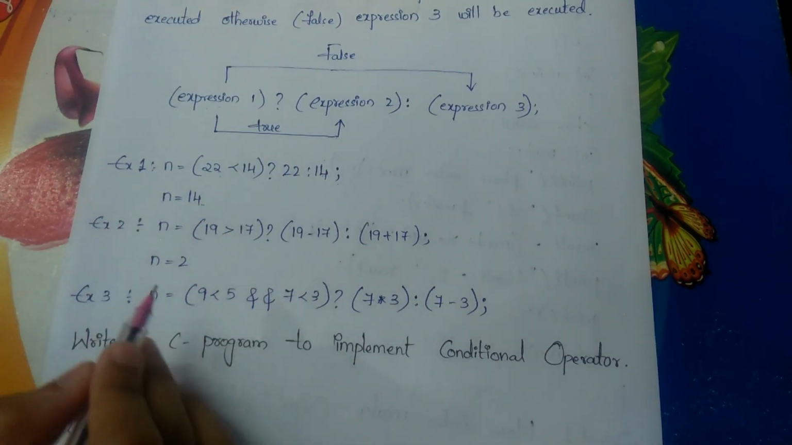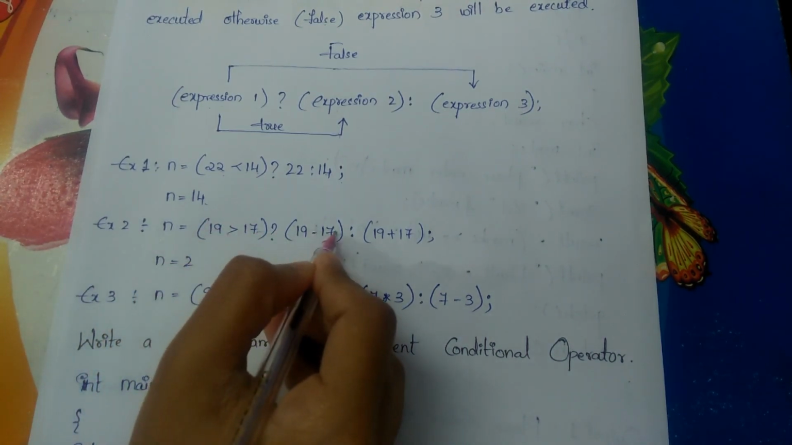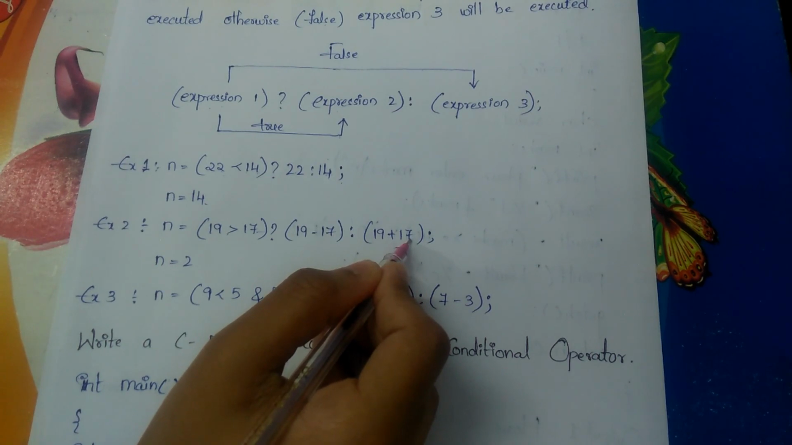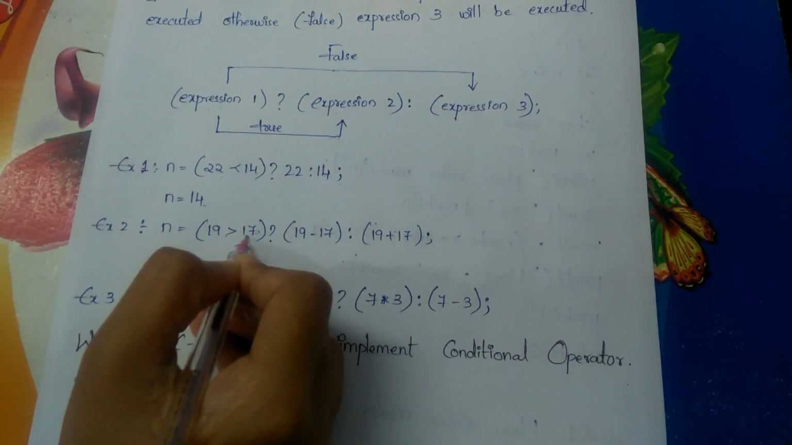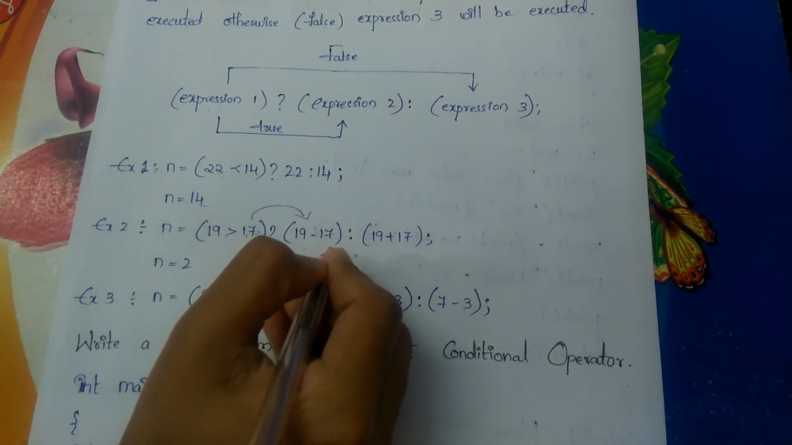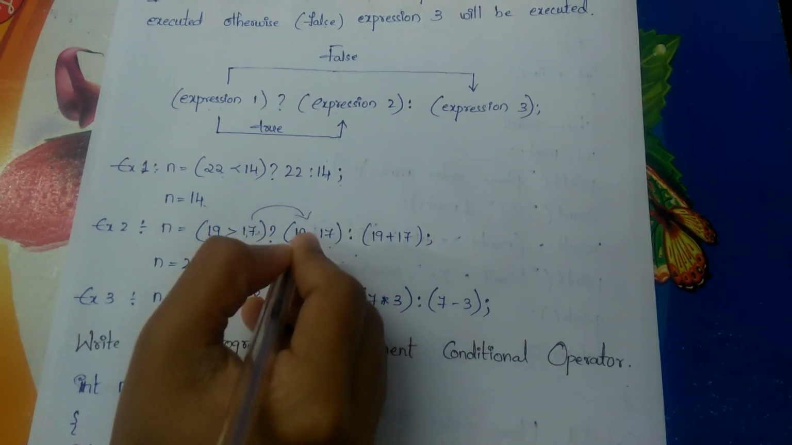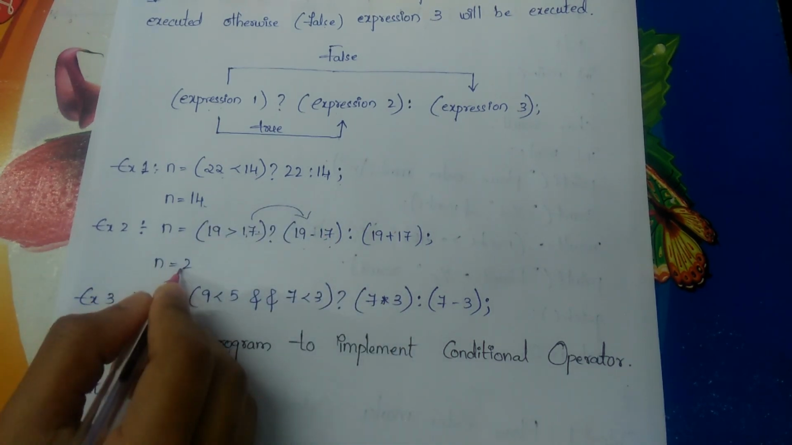Now in example 2, n = 19 > 17 ? 19 - 17 : 19 + 17. So here 19 greater than 17, the statement is true. So when the statement is true, the first expression will be executed. Right? 19 minus 17 is 2. So it will be printed as 2. So n is equal to 2.